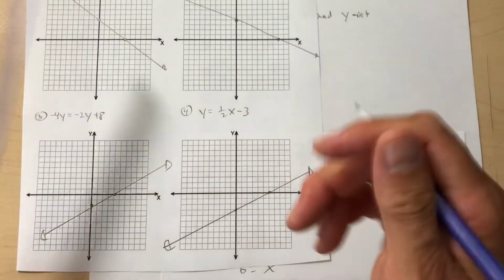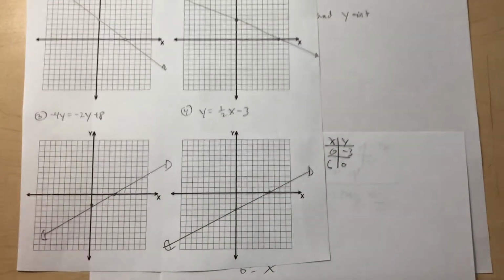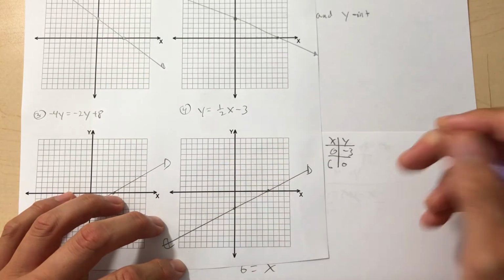All right, if you don't have graph paper, you can always just graph this on a regular sheet of paper, just draw your own lines and stuff like that. All right, okay, let's move on to our last part of our lesson.